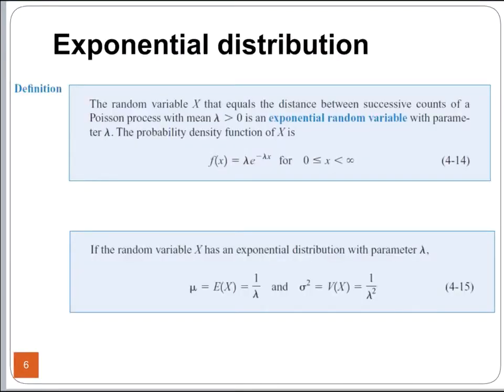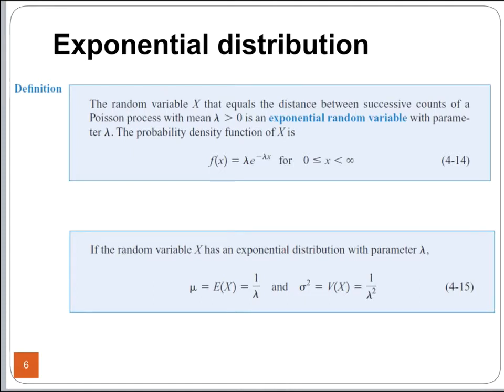Now, the next important distribution is the exponential distribution. The exponential distribution occurs in a very particular case, which is basically the inter-arrival times, or the intervals between Poisson arrivals. And we'll come to that in a minute. Before going to that particular relation between the exponential distribution and the Poisson distribution, let's first look at the exponential distribution itself and its properties.